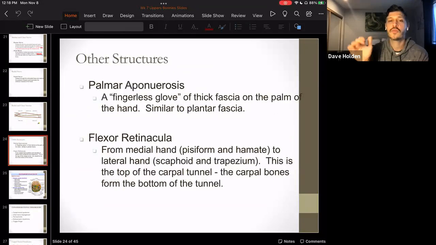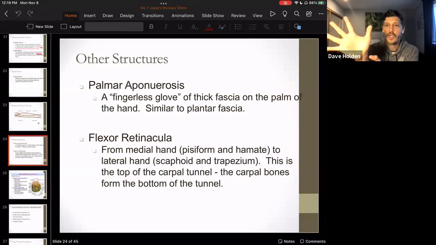Other interesting structures, we've got the palmar aponeurosis. This is like a fingerless glove of thick fascia on the palm. If you kind of flex the palm, you'll notice how the palm goes into a nice little cupped shape. If you press down very gently, the whole surface of the palm seems to be tensed. That's what you're feeling, that sheet of tendon, that flat aponeurosis.